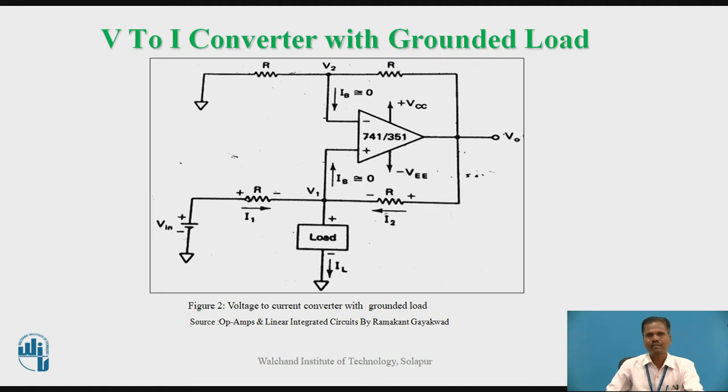Identical resistors are used, and the current resulting due to the input voltage is I1, and the current resulting due to the output of this circuit VO is I2. The current flowing through the load, IL, is the summation of I1 and I2. The input bias current of the operational amplifier, IB, is approximately 0, as the input resistance of the op-amp is very large, ideally infinity.